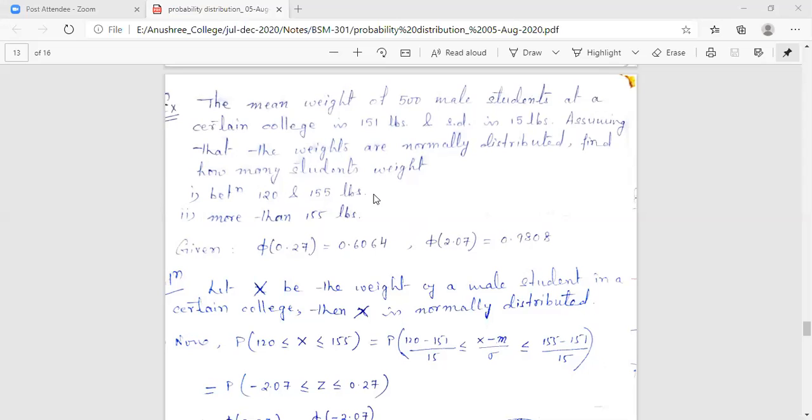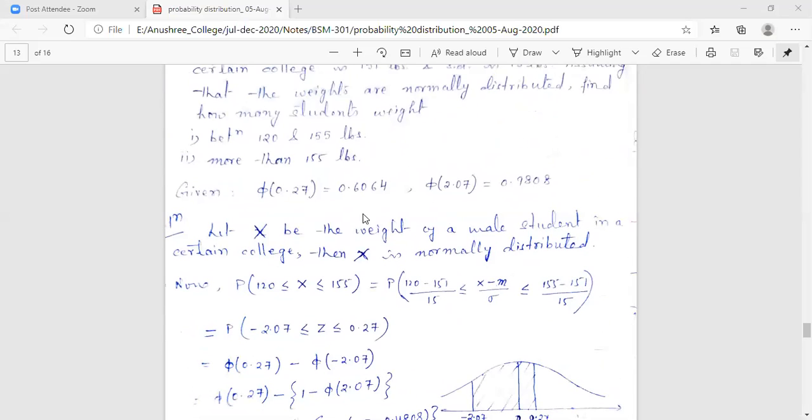How could I get the total number of students whose weight lies in this interval? If you can tell me. If I obtain the probability that a particular student's weight lies in this interval, then by the unitary method, the total number of students is given to you. How many students are there in total? That is 500. So that probability multiplied by 500 gives you the total number of students whose weight lies between 120 and 155 pounds. So let us proceed like that.